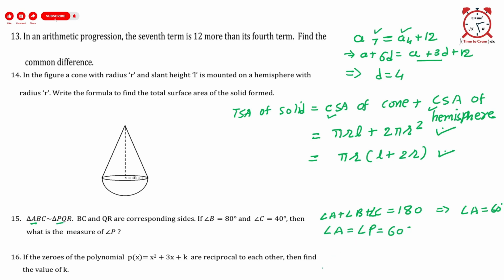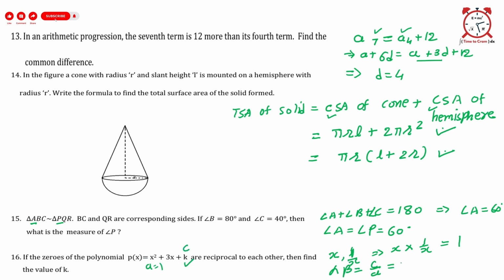Last question of this section: if the zeros of the polynomial p(x) equals x square plus 3x plus k are reciprocal of each other, then find the value of k. Let us suppose the two zeros are x and 1 upon x. If you multiply them, their product is x multiplied by 1 upon x, which is 1. We also know that alpha into beta equals c upon a, where the value of c from the equation is k, and the value of a equals 1.